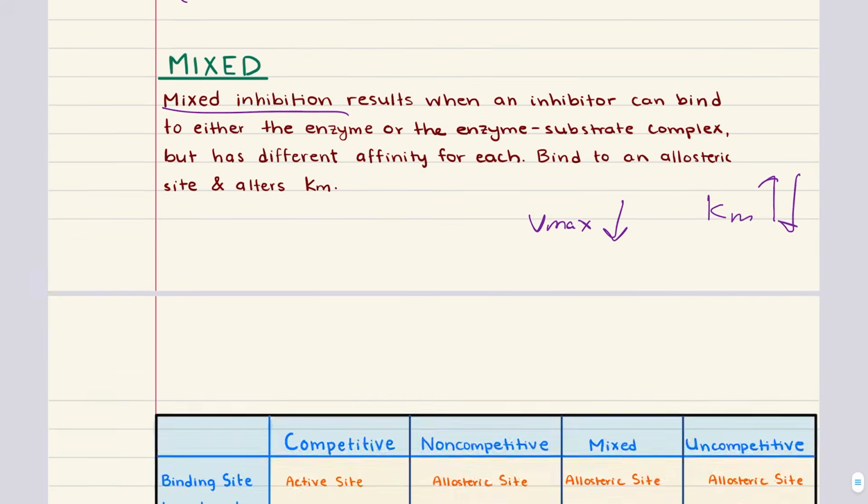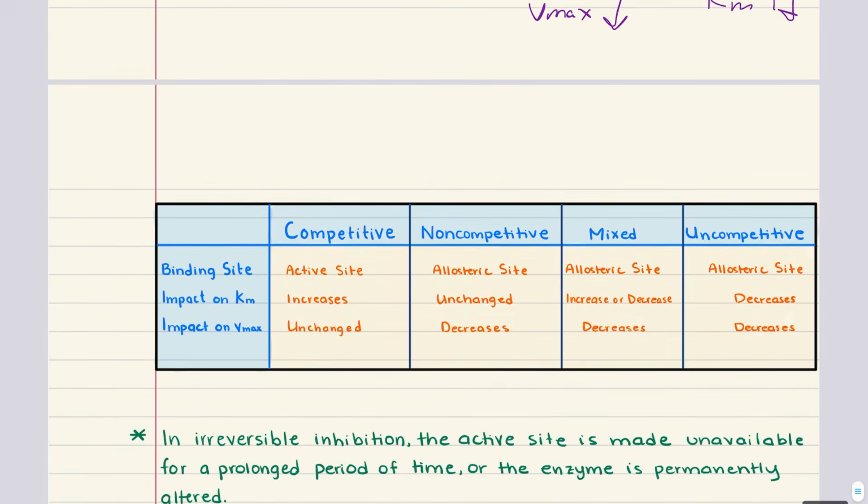If we summarize these 4 types of reversible inhibition in a comparison table, here's where they would differ. For competitive inhibition, the inhibitor binds at the active site, and what you'll see is that Km increases and Vmax stays the same. For non-competitive inhibition, the inhibitor binds at an allosteric site. Km stays the same, but Vmax decreases.